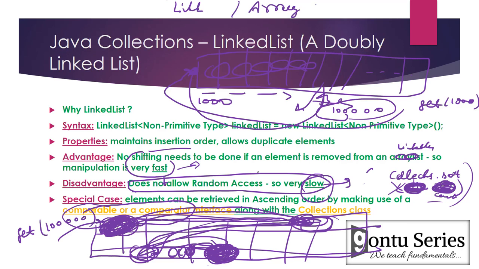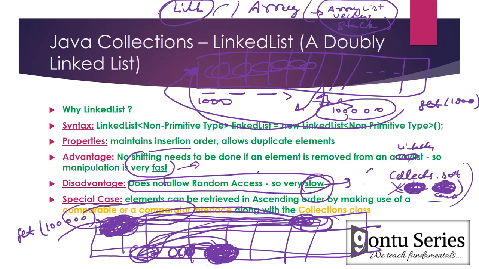correct? Now array is used by all the Java collections we learned so far, like ArrayList internally uses an array, vector uses an array internally, stack uses an array internally, right? So whenever we say array, it means all of these Java collections, ArrayList, vector and stack. And linked list is a different Java collection. And how is it different from these?